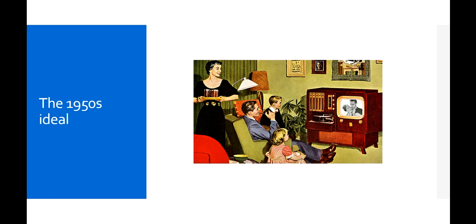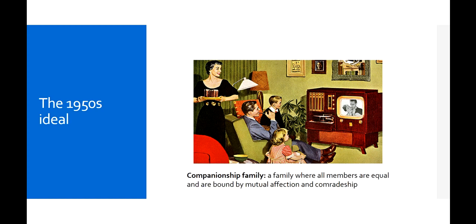We've shifted from this family that was largely built on economic purposes and along economic lines and along class divide. But we move towards this ideal of the companionship family, which is a family where all members are equal and bound by mutual affection and comradeship. Now, that sounds really nice, and that sounds like something we would all want. But as we start to explore the family, this 1950s ideal, and we start to move towards 2020 in our next class, you'll start to see that a lot of this ideal, a lot of this niceness in this companionship family model is more of a myth than it is a reality.